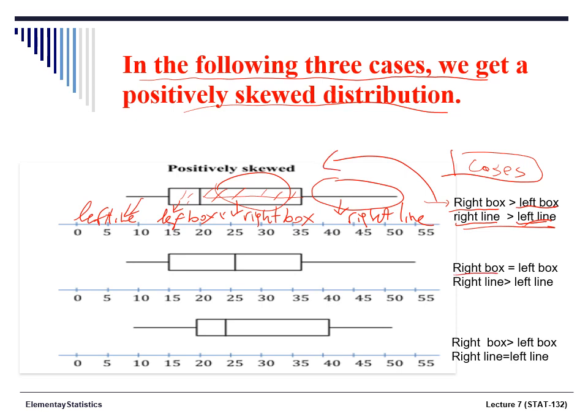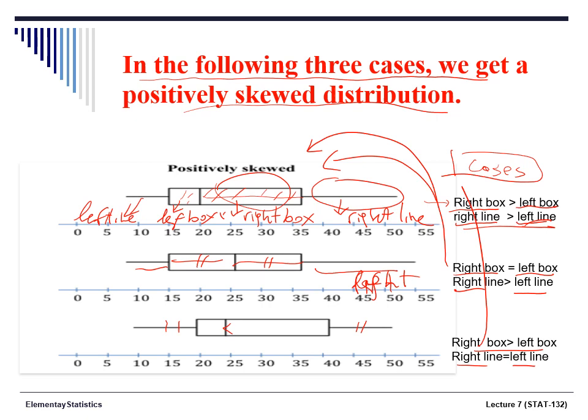Now, if the boxes are the same length, but the right line is longer than the left line, we have again a positively skewed distribution. And if the lengths of the lines are the same, but the right box is longer than the left box, in this case again we say the distribution of data is positively skewed.